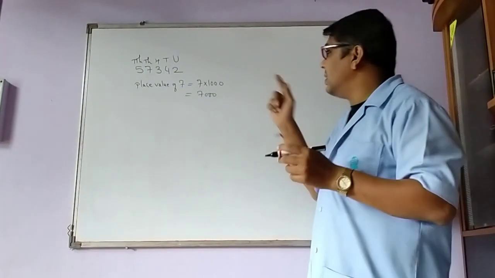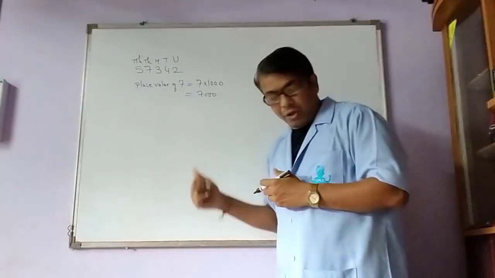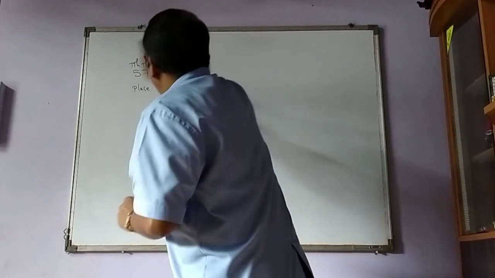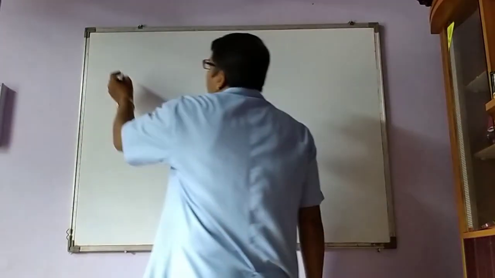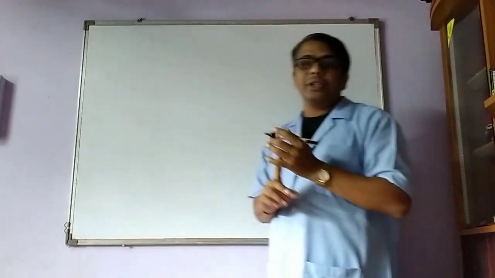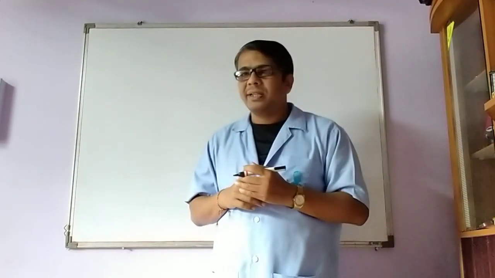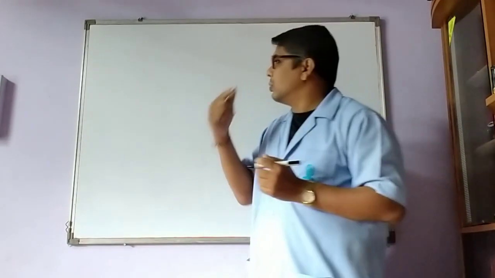I am not going into detail on this. We have been studying it right from 4th standard, so I am not supposed to go into detail here. What I am going to do is this: if the digits in the units place and the tens place are interchanged, then the difference between the two numbers is a multiple of 9. I will show this with an example.